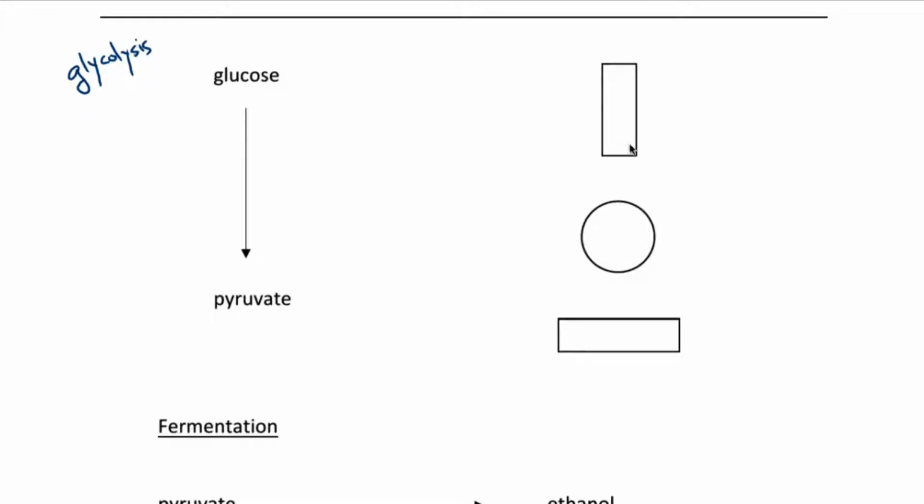of pyruvate. And on the right side here, I have a sort of schema of all of cellular respiration, with glycolysis here as this first vertical rectangle, the Krebs cycle represented by this circle, and then the electron transport chain here as this horizontal rectangle.